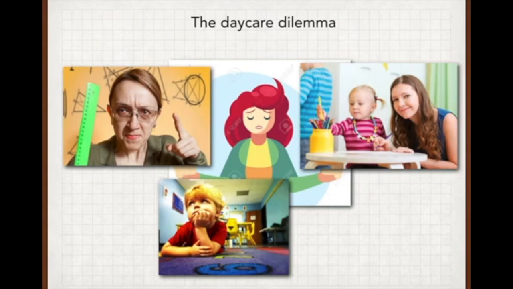We can see that there is a child on the bottom left who's not looking very happy. On the other picture, we can see that there's a child who luckily is not looking at the camera because she doesn't believe that Instagram is the most important thing in her life. Now this is the daycare dilemma, the questions the parents have about daycare centres.